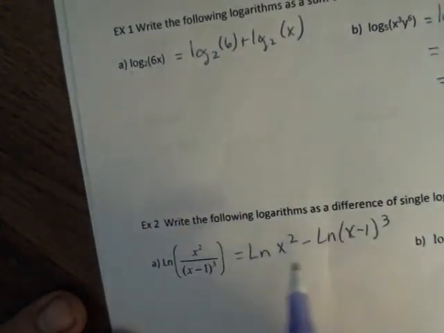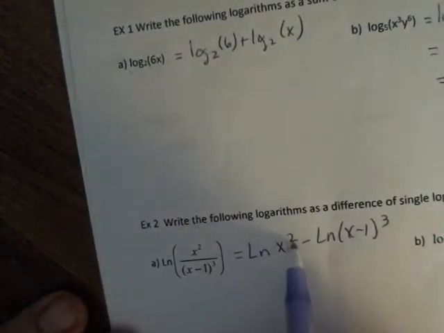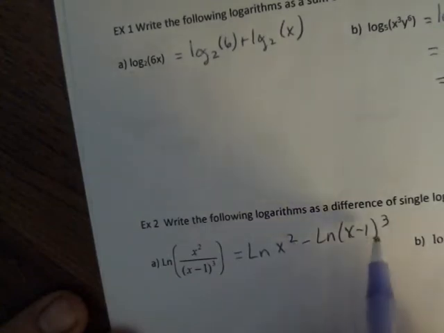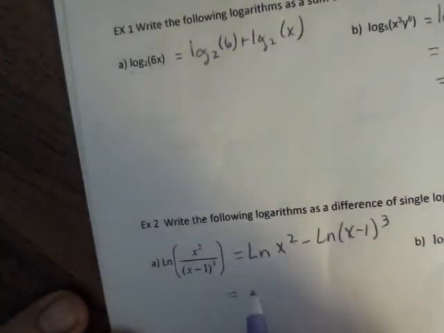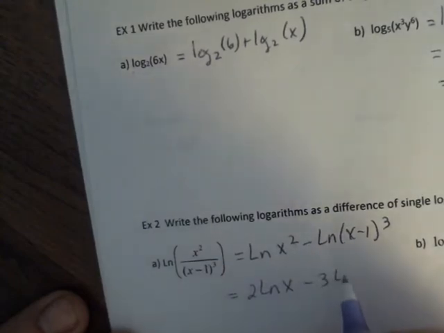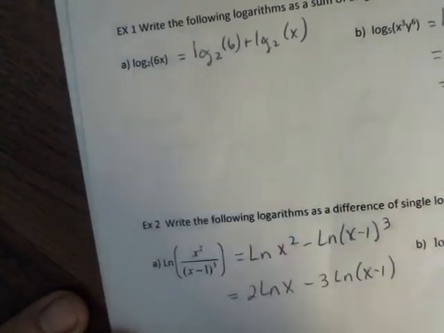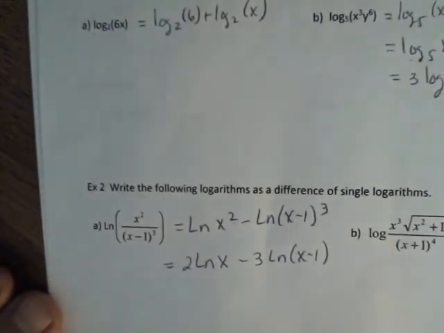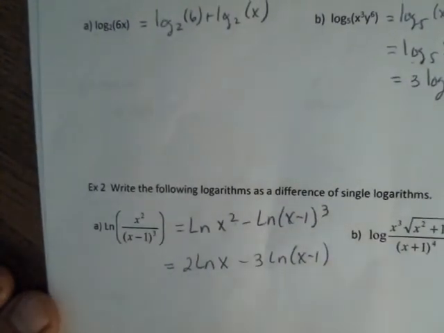Looking at each individual logarithm, I can now go to law 3 and deal with my exponents. So that's 2 times the log of x minus 3 times the log of x minus 1. Done.